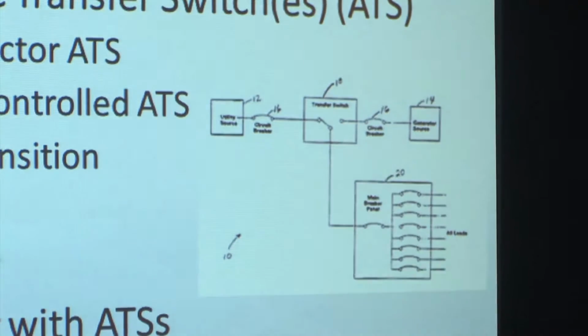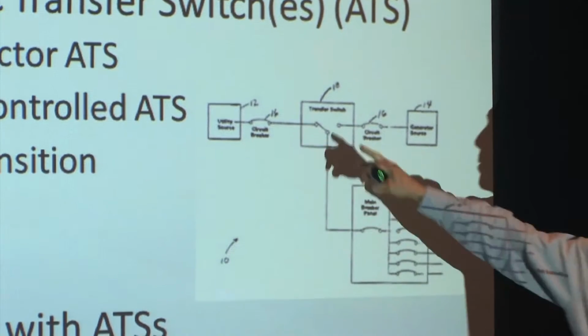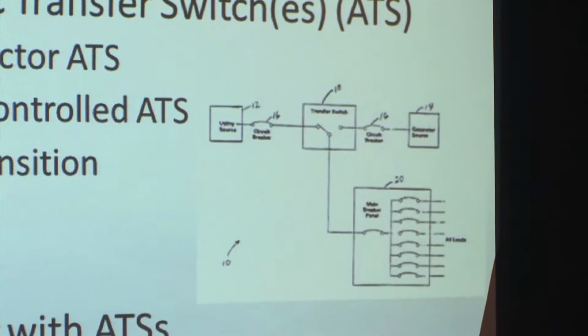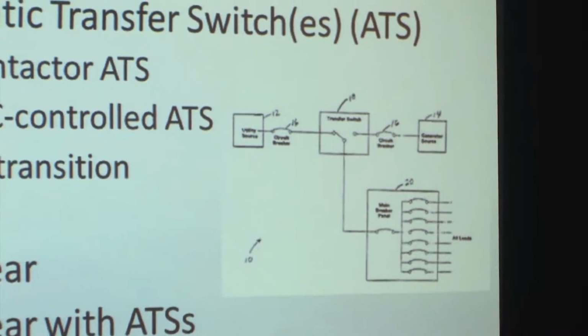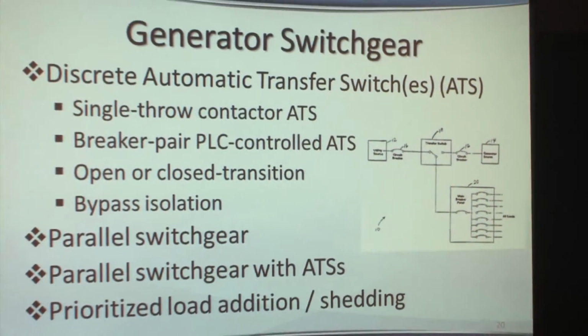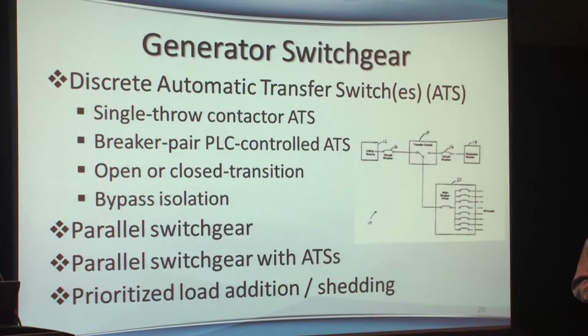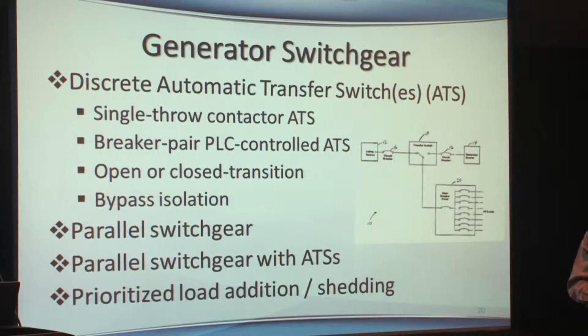So the most basic is the single throw contactor type ATS. It's certainly my favorite, but you can do the same thing with breaker pair, PLC controlled circuit breakers. That's a favorite in the industry among engineers and vendors. I don't like them myself because I just think they're more complex and troublesome than we need. I like to keep it simple with the single throw.